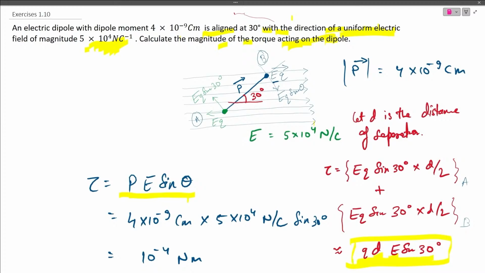Now using the values that have been given in the question, we get the torque of 10^-4 Newton meter acting on the electric dipole placed in the uniform electric field.